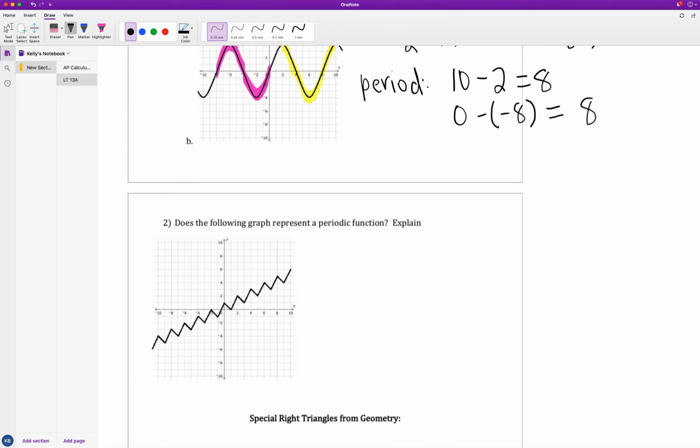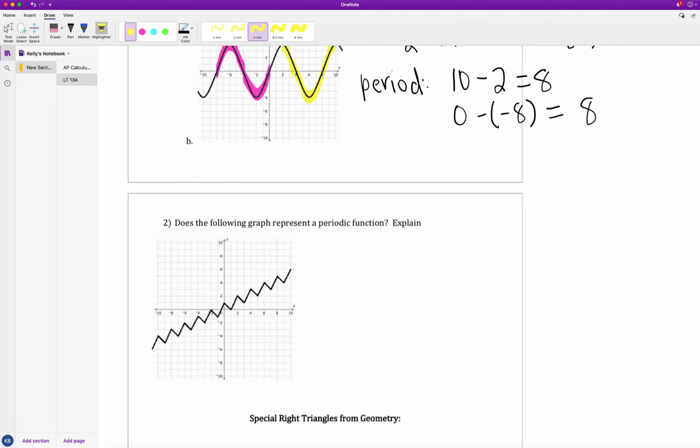Okay, let's look at another example. Question 2 says, does the following graph represent a periodic function? Explain. Well, I want you guys to pause the video right now. You guys decide if you think it is a periodic function or if it is not a periodic function.